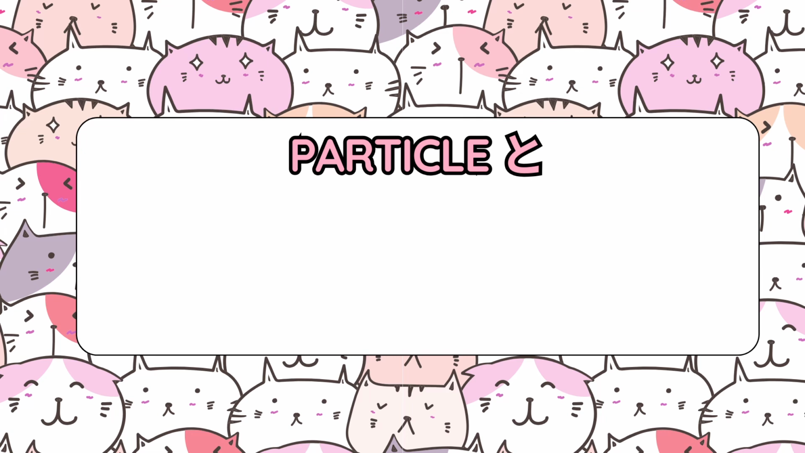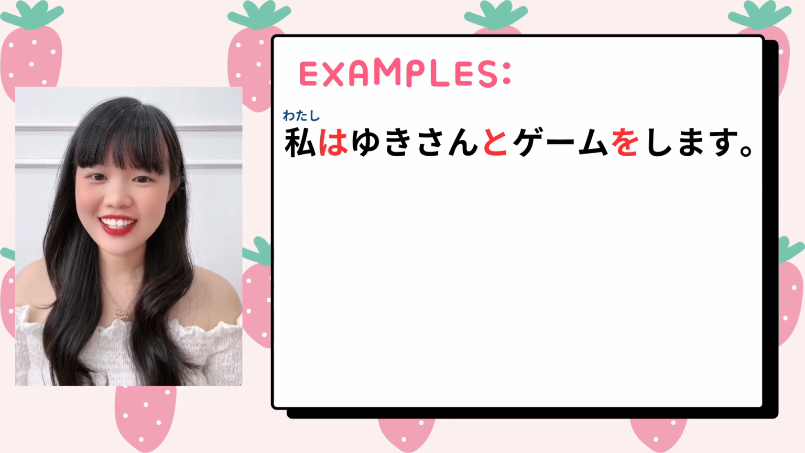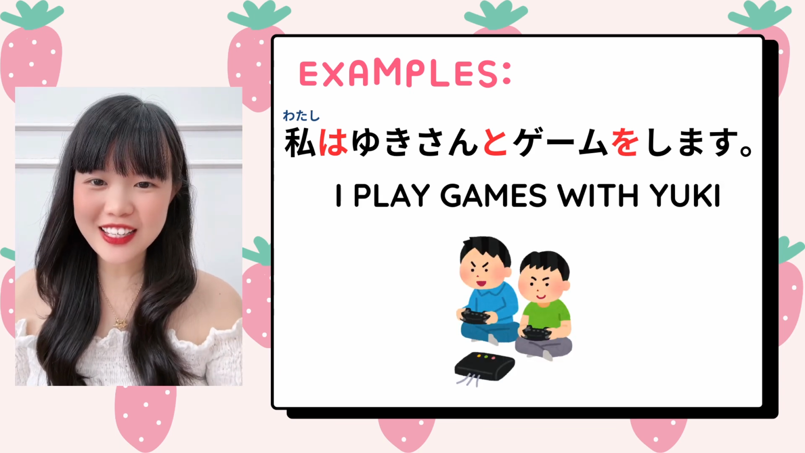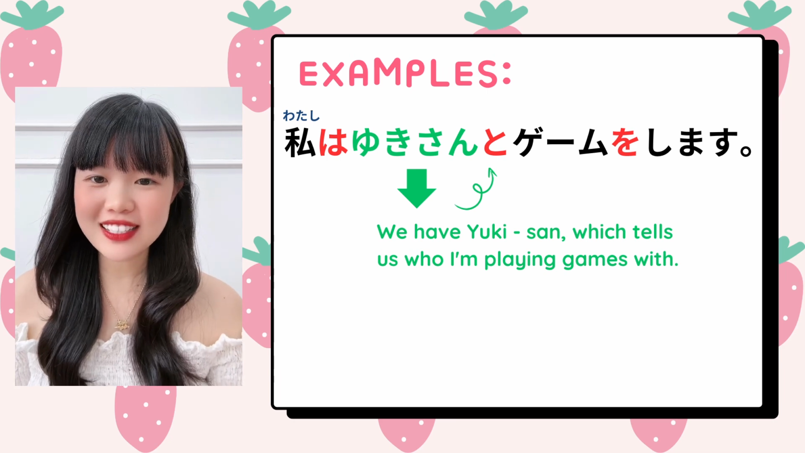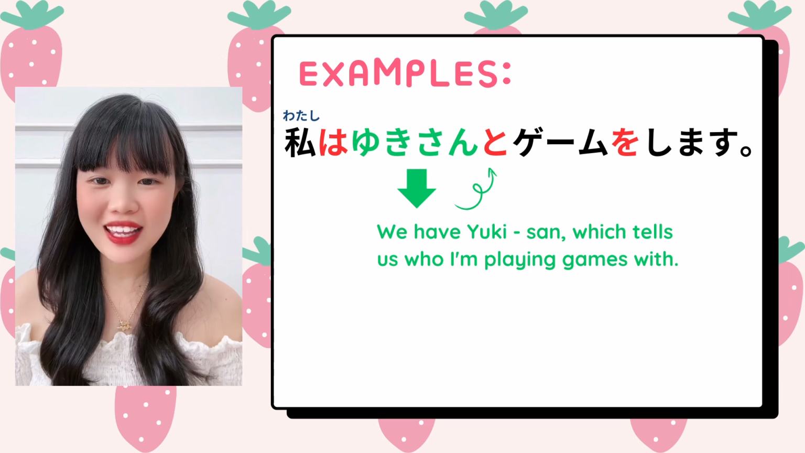The next particle we are going to learn is to. It means with. We usually use it with nouns that refer to people. For example, watashi wa Yuki-san to game wo shimasu. This means I play games with Yuki. As you can see, before the particle to, we have Yuki-san, which tells us who I am playing games with.